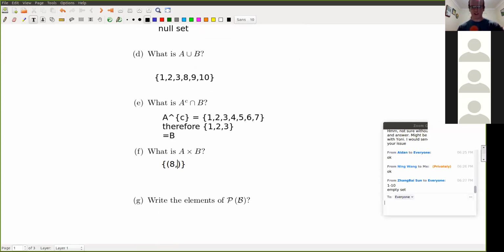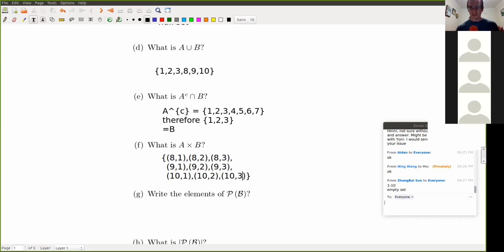So A in the first place: (8, 1), (8, 2), (8, 3). This will get tedious pretty quickly. (9, 1), (9, 2). I made you guys do all this, so I have to do it too, just to be fair. And then the last ones are (10, 1), (10, 2), (10, 3). Cool. Bit laborious, but we're there.